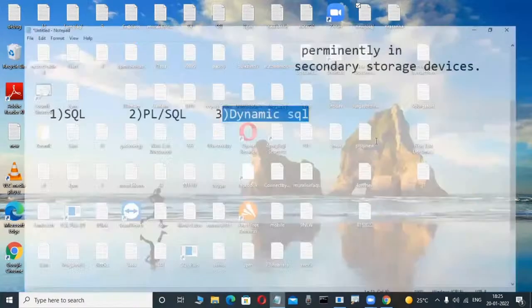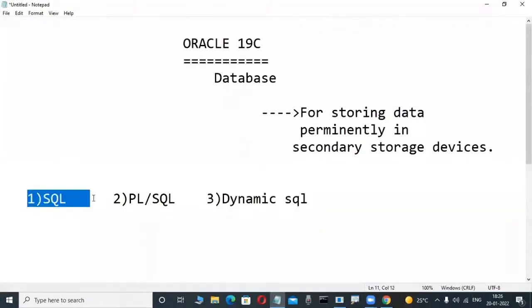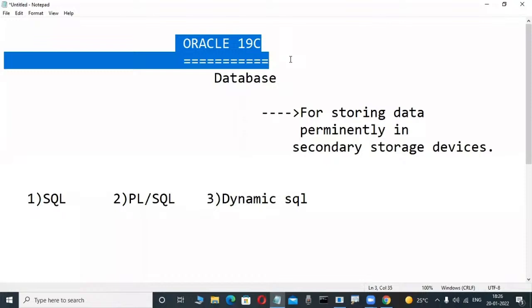Don't worry. That's why we learn the SQL language first. After that you get some knowledge, and then you learn about PL/SQL. Through these two languages, we are operating this Oracle software.